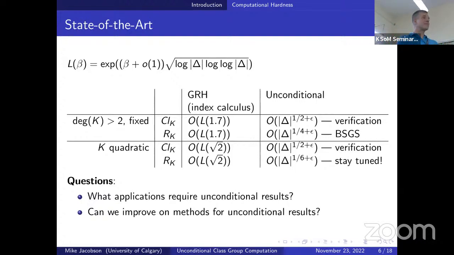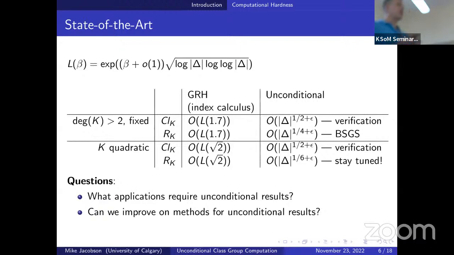What is this verification actually? So what does verification mean? That means that you run a computation and it tells you whether or not the output that you have in either the class group or the regulator, or both in some cases, is rigorously correct without needing to assume GRH.